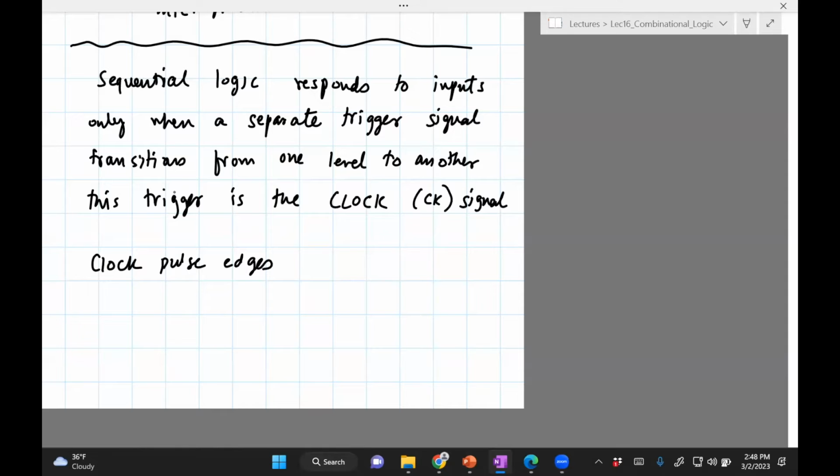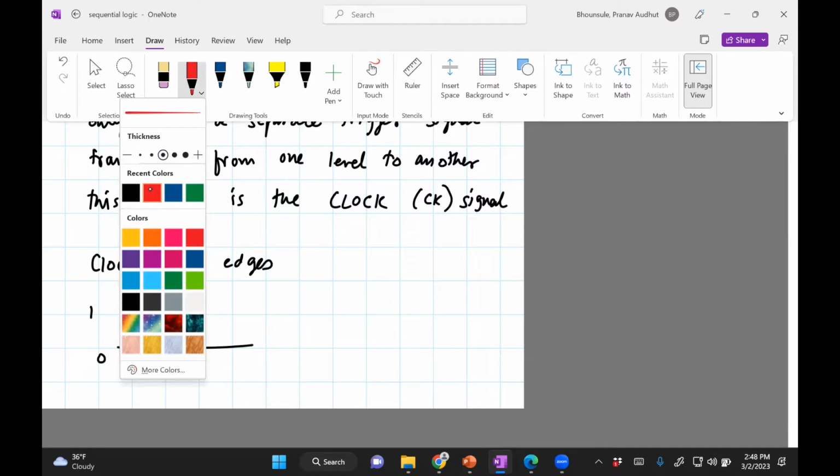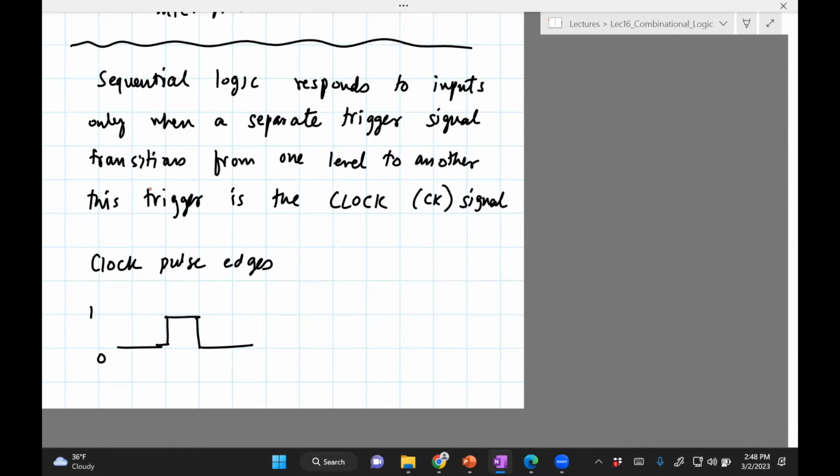You can trigger it based on the edges. So let's say that this is the clock, and this is level 0, this is level 1. Okay, here you see that it goes from 0 to 1, so that's a positive edge. Here it goes from 1 to 0, that's a negative edge.